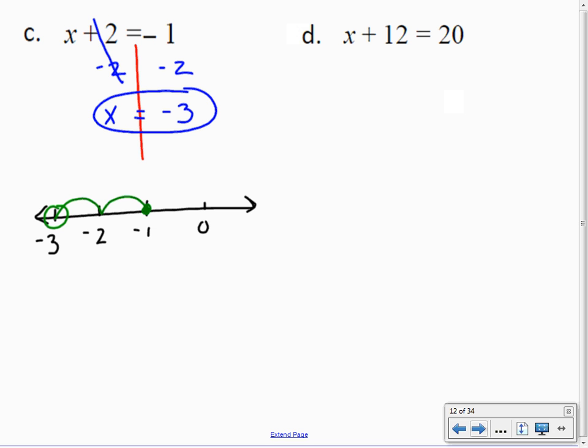All right, for D, we want to isolate x, so we need to subtract 12 from each side. These cancel. We're left with x is equal to 8.